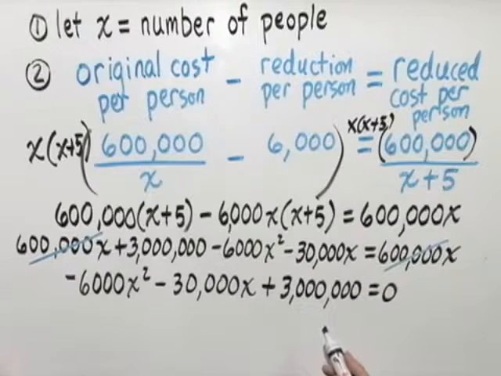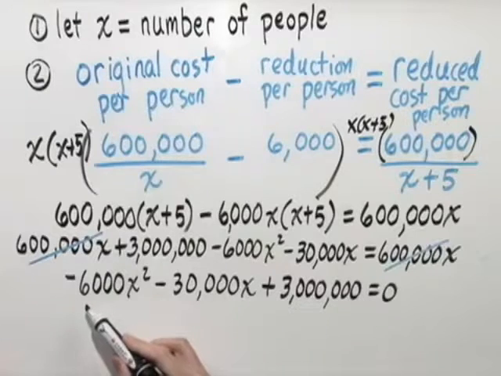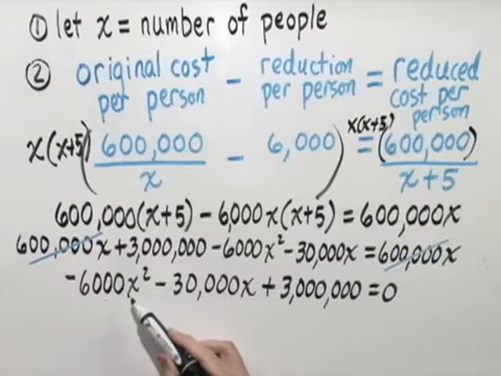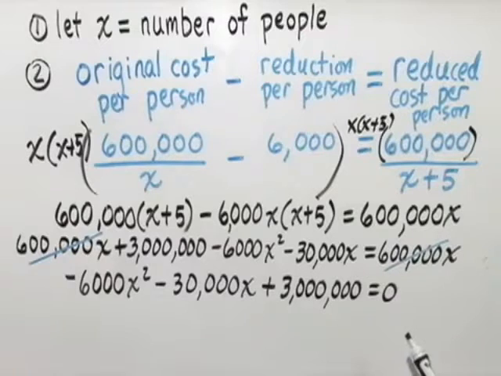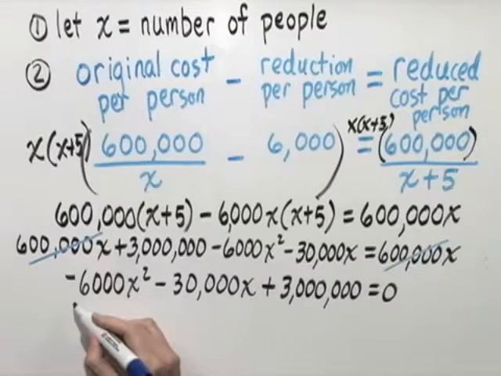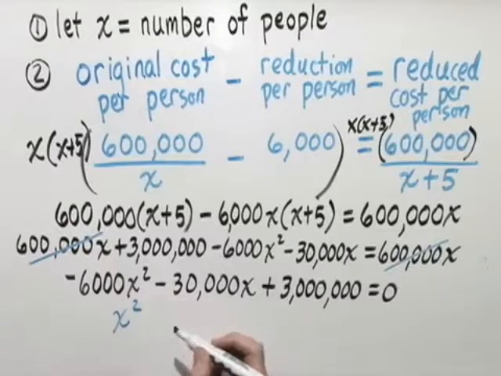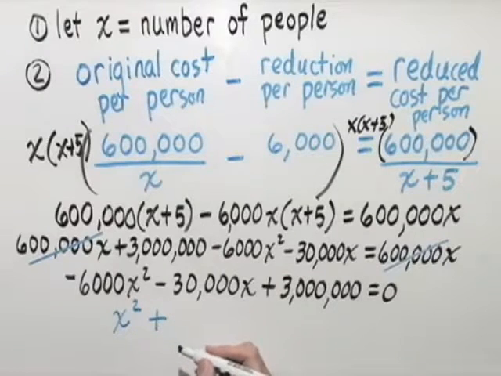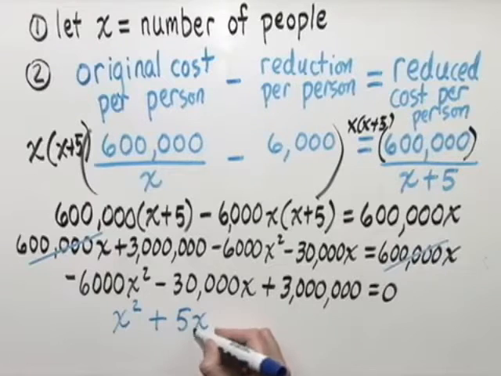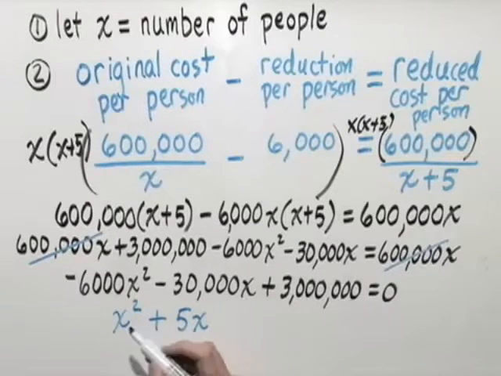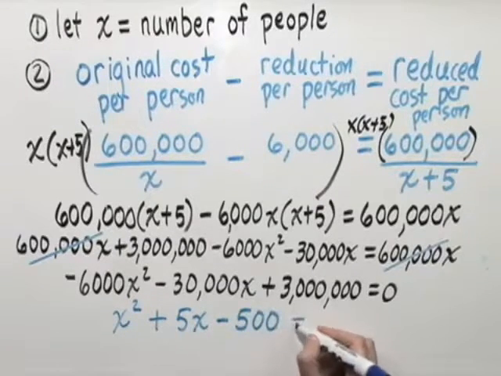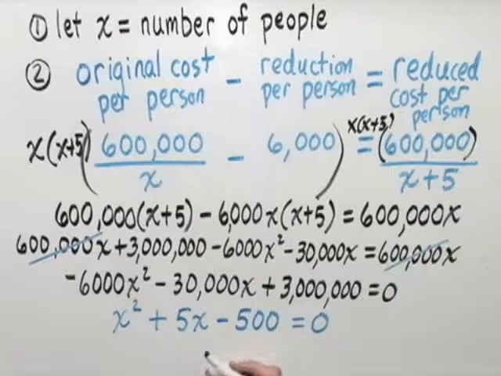These numbers are a little bit large to factor, so one thing we can do is notice that each term is divisible by 6,000, and I'm going to divide each term on both sides by negative 6,000 so that my x squared will have a positive 1 coefficient. When I divide through by negative 6,000, I'll end up with x squared, negative 30,000x divided by negative 6,000 gives a positive 5x, and plus 3 million divided by negative 6,000 gives a minus 500 equals 0. Now this is much easier to factor.